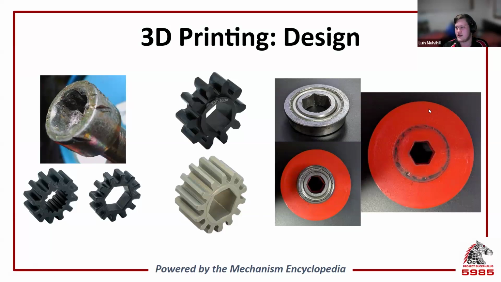So over on the right here is a pulley straight off of our intake from this year. And you can see that somebody forgot to put in the 1mm spacer, which then had the outer race of the bearing rubbing on our part, just kind of degrading it a little bit and causing some damage.